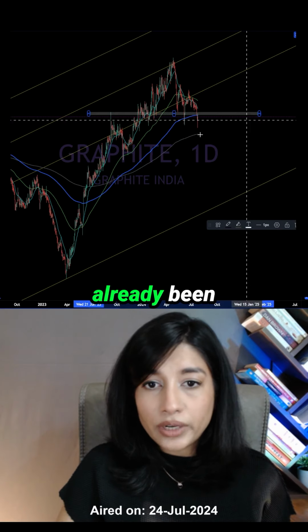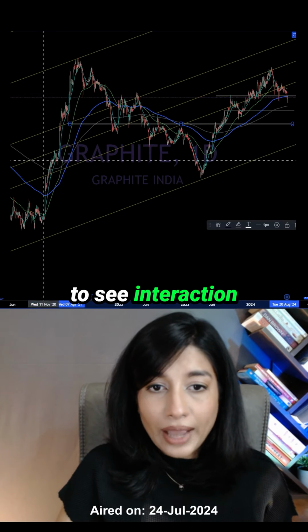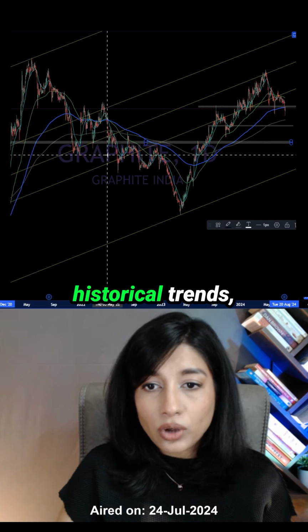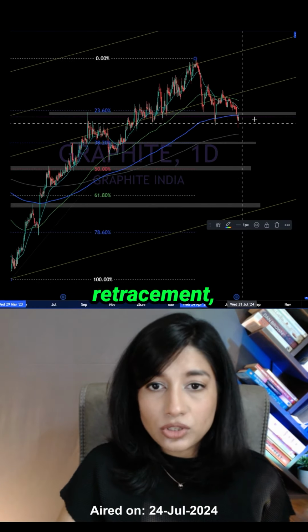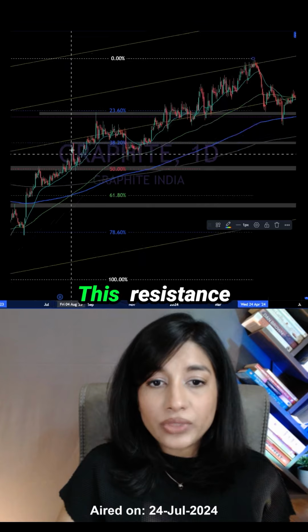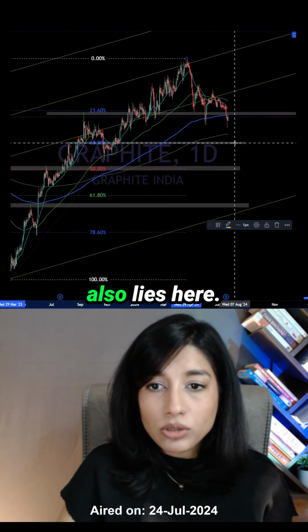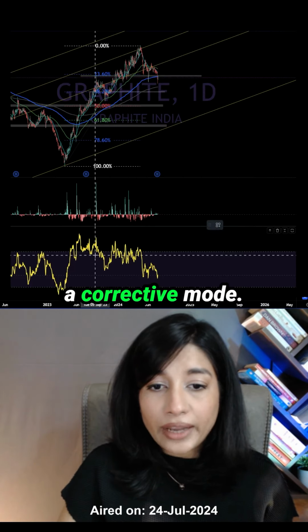One high has already been breached. This is another high. You can extend backward to see interaction with this zone from historical trends. This is another high. Also, look at the Fibonacci retracement. 23.6 is breached. 32.8 level, and this resistance, now support, also lies here. So 462 is a good level to look at, and the stock is in a corrective mode.